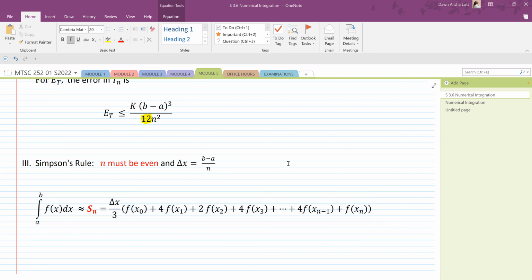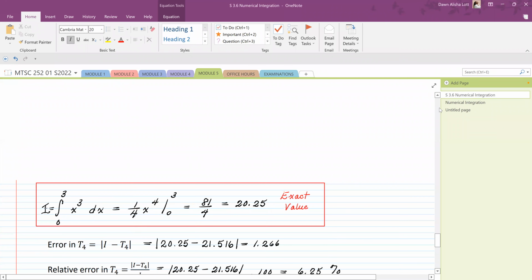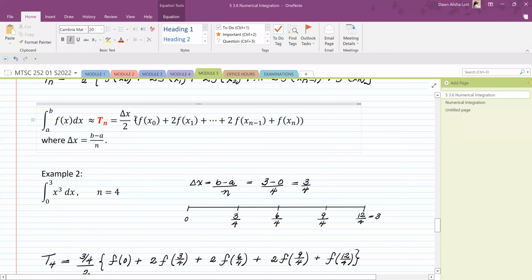Okay, so the difference with Simpson's rule is that not all the values are multiplied by 1, and not all the values are multiplied by 2. First off, notice that it is delta X over 3. The trapezoidal rule was delta X over 2. And remember, the first and the last element appeared only one time, and everything in the middle appeared twice.